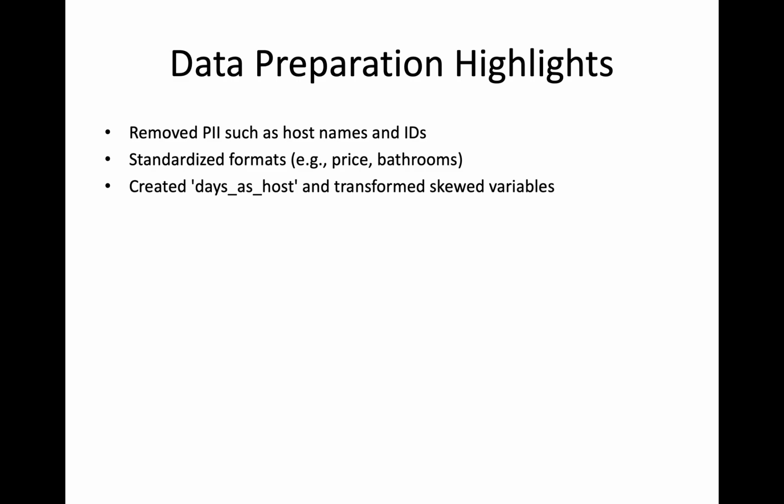Okay, in the first phase, data preparation, I did a few different things here. First, I removed any personally identifiable information, so this included things like host names or IDs. Then I standardized formats, so any variables like price, bathrooms, things like that, I created a standard format across all of those. And then I created a new feature called Days as Host. And then lastly, I checked for missing data and transformed variables that were skewing the data.